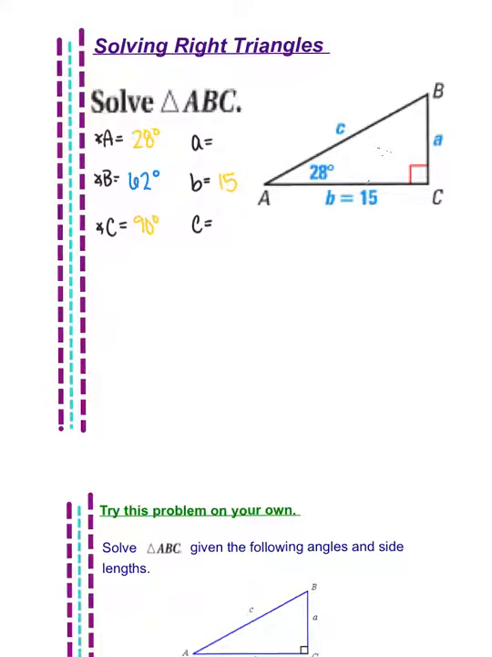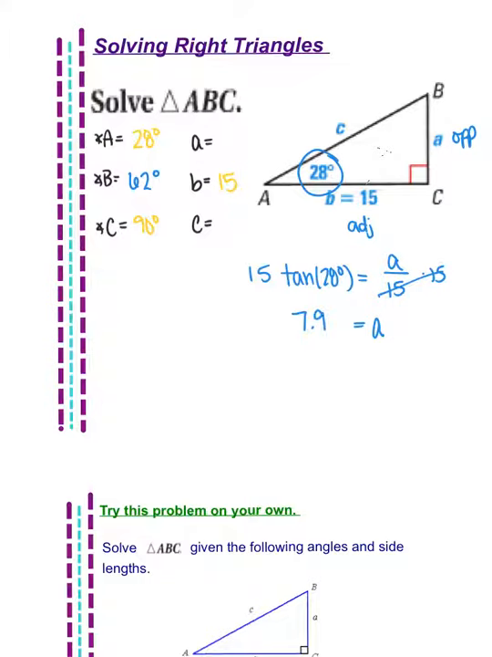Now let's solve for side length a. I'm going to use this 28. I want the opposite side, and I have the adjacent side. So I'm going to use tangent. Tangent of 28 degrees is equal to a over 15. So multiply by 15, and I'll get side length a. I get 7.98.